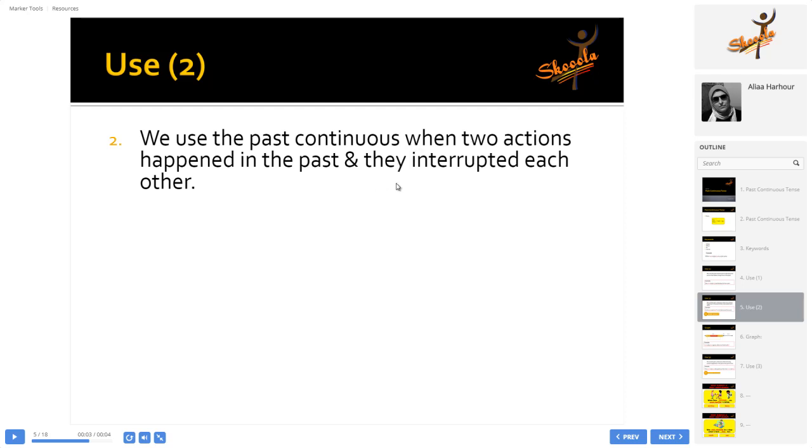Two actions happened in the past and they interrupted one another. What do I mean by interrupted one another? It means that one cuts the other. Again, I have here two important words. Past continuous with two actions. Here we move to another use, which is using two actions. At that time, I have to find the keyword. Two actions, they happened both in the past and they interrupted each other. The word interrupted, if you have a problem with this word, we can substitute it with the word cut. Two actions, one cuts the other. Again, what does this mean?